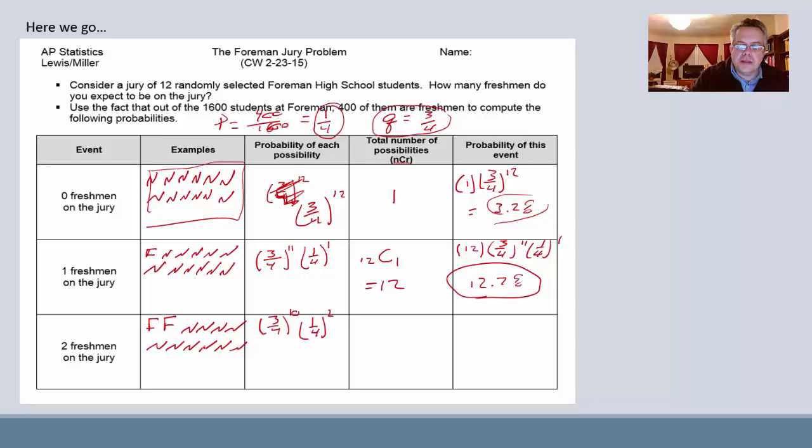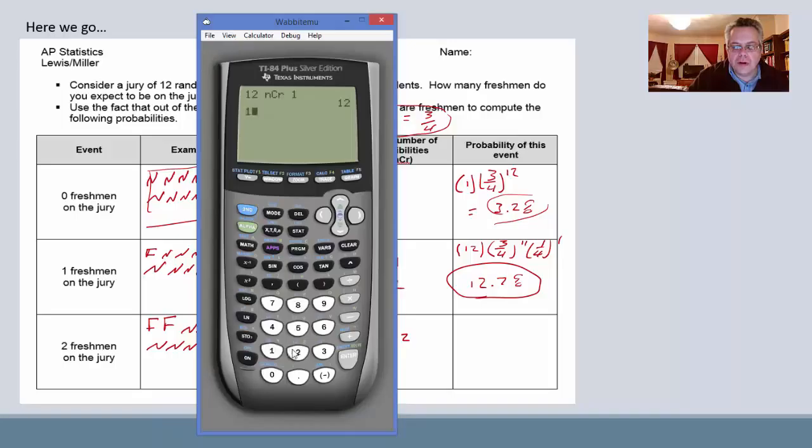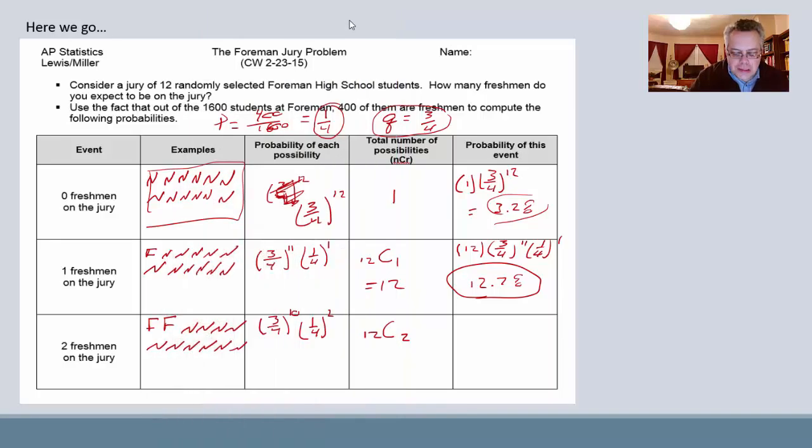That's the probability of each one of these, and we have to figure out how many different possibilities there are like this. So the number of ways of picking 2 out of the 12 to be freshmen. All right, well, 12 choose 2. We definitely need a calculator for this. So we're going to enter 12, go to math, probability, nCr, and enter 2. Okay, 66. There are 66 different ways we could pick the spots for the freshmen to be in.